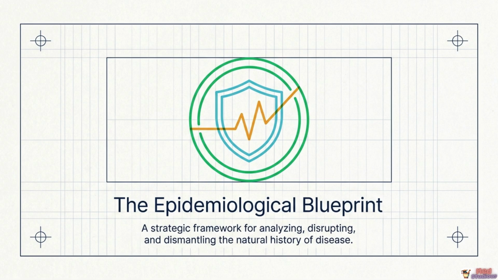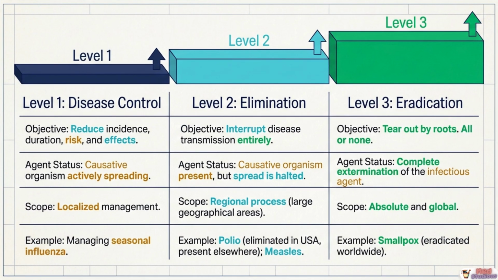Let us begin. The public health ambition for managing any given disease is not uniform. It exists on a spectrum defined by three ascending levels of success. Level 1 is disease control. The objective at this level is to reduce the incidence of new cases, shorten the duration of illness, reduce the risk of exposure, and minimize the effects of disease within a defined population.